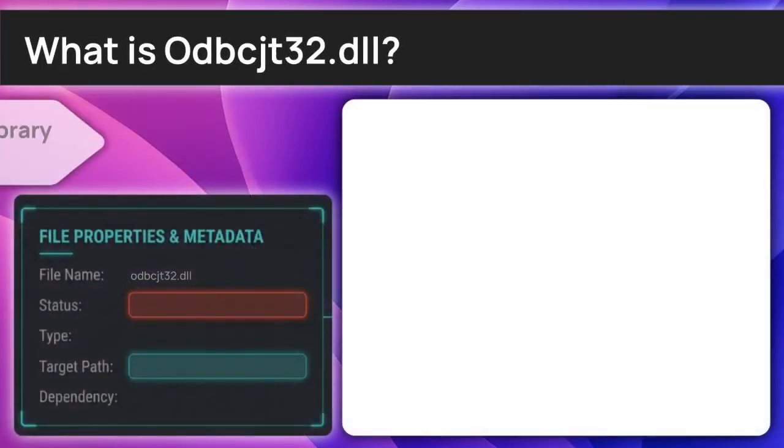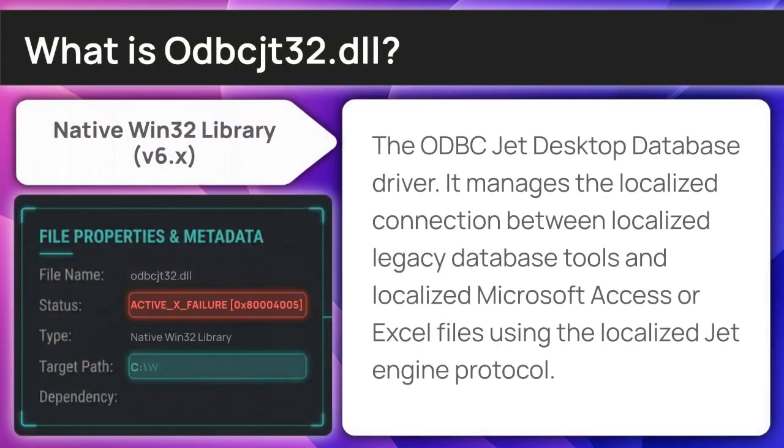This is the ODBC Jet32, the ODBC Jet Desktop Database driver. It manages the connection between legacy database tools and Microsoft Access or Excel files using the Jet Engine protocol. Now that the technicals are covered, let's run the official installer.